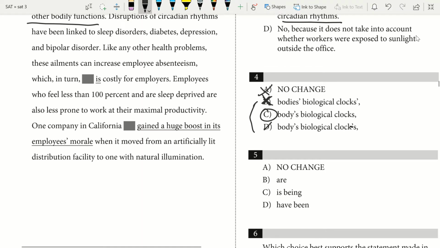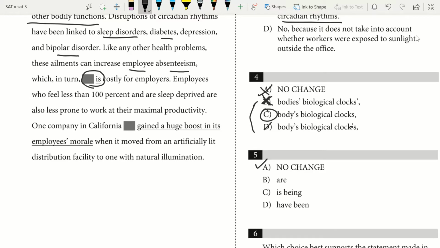Disruptions of circadian rhythms have been linked to sleep disorders, diabetes, depression, and bipolar disorder. Like any other health problem, these ailments can increase employee absenteeism, which in turn is costly for employers. Okay, so we're just looking if this word needs to be changed, right? We have one word underlined. Well, as I read through this, I didn't see that it needed to be changed. So I'm going to put a check mark by no change because that's what appeared to be correct on my first glance.